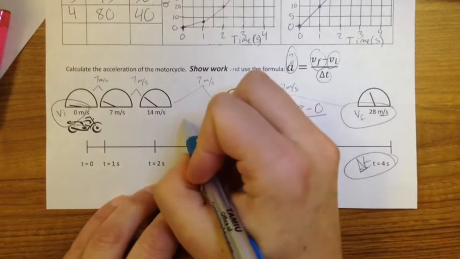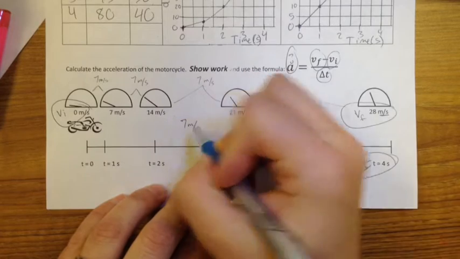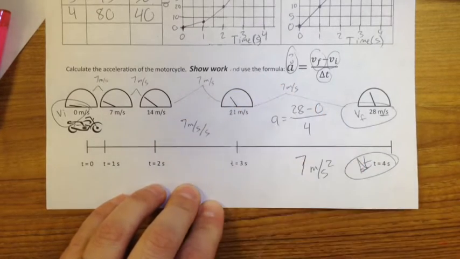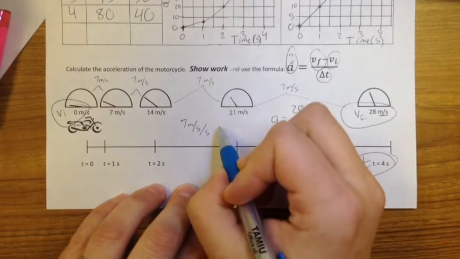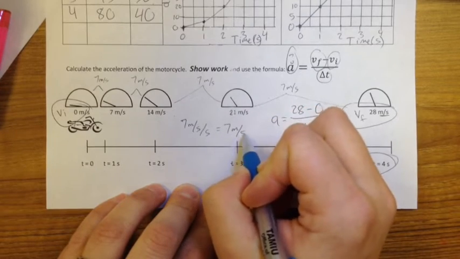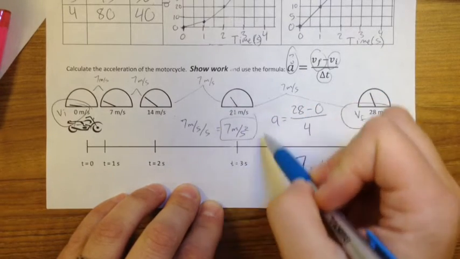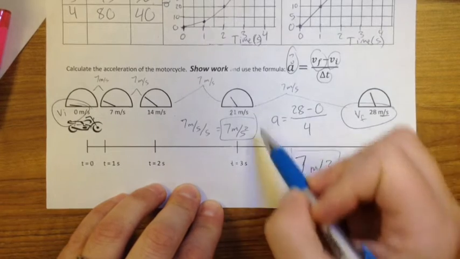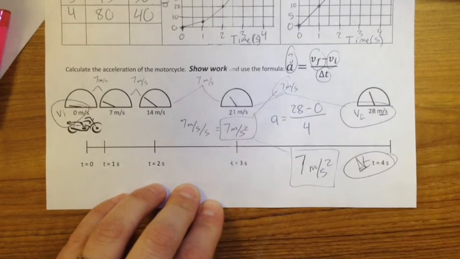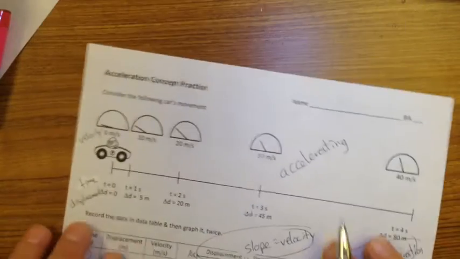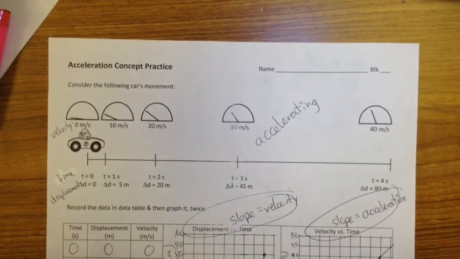So 7 meters per second increase every second, 7 meters per second squared, that's our acceleration. So with that knowledge, go back up to the car without using the formula. Do not use the formula. Just observe. What is the acceleration of the car?